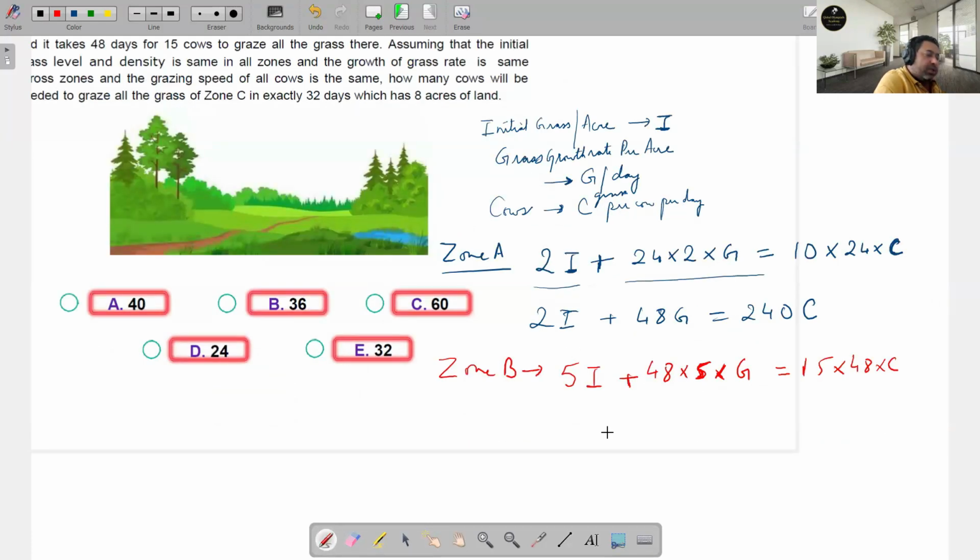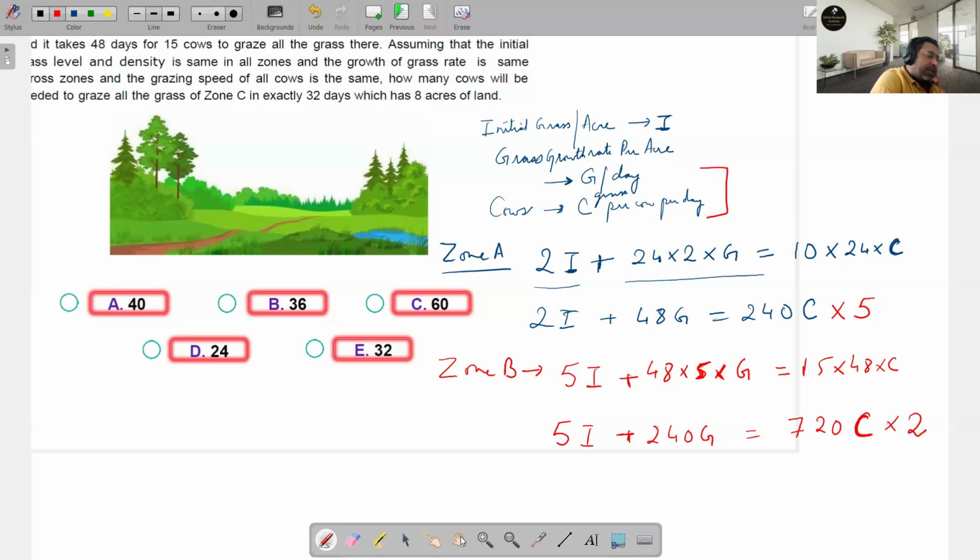So what do we get here? We get another equation, which is 5I plus 240G is equal to 48 times 15, so 480 plus 240, 720C. Initially, what we need to do is establish a relationship between the grass's speed G and C. We need to get rid of the I, so we are going to multiply this by 5 and this by 2.